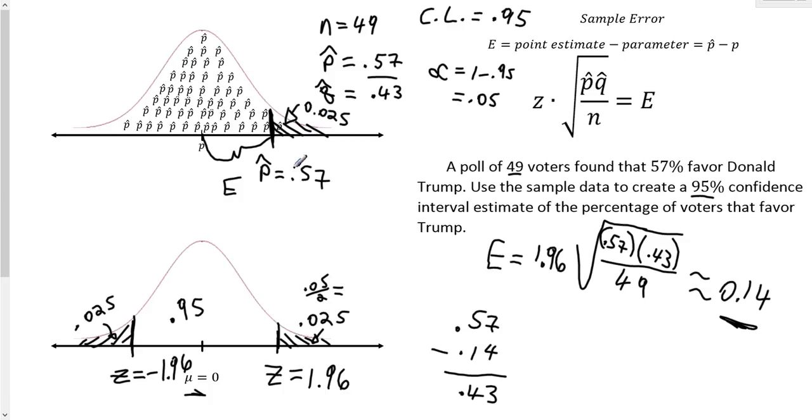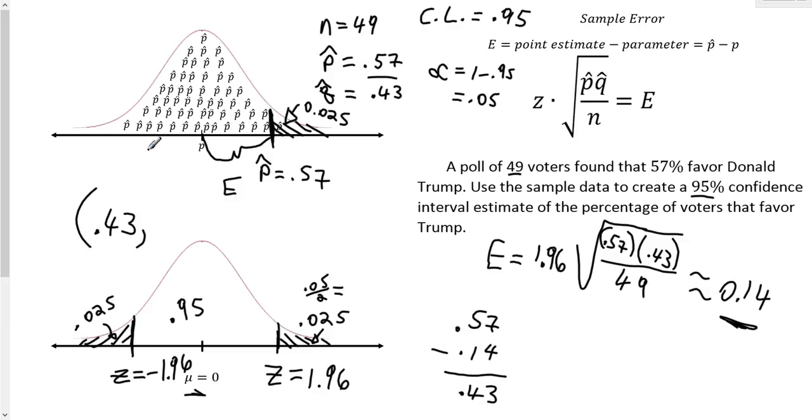Okay? So that means that 0.43 is my lower confidence interval bound. That's as small as I would expect the population proportion to be if I overestimated it with p hat. So if I overestimate it with 0.57, the smallest I would expect it to be, my margin of error is 0.14. So I expect it to be as low as 0.43.